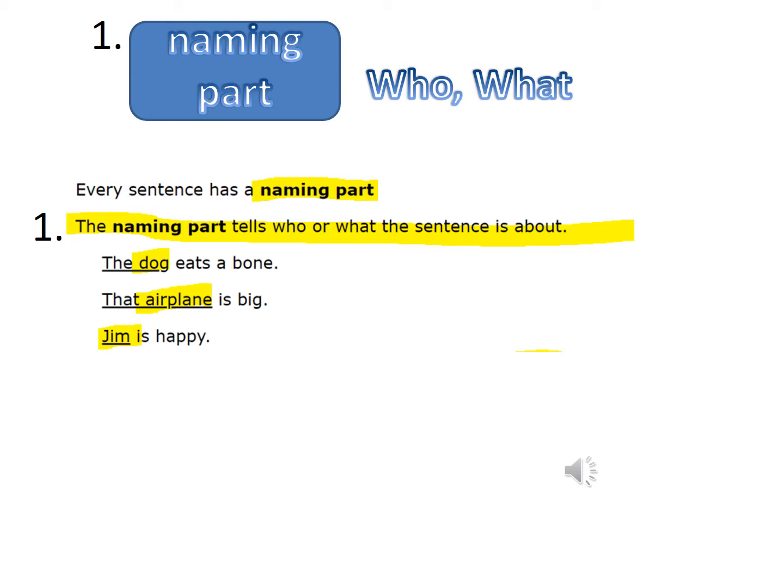Now we have 3 examples. The dog, that airplane, and Jim. Those are the naming parts. And the rest of the sentence tells what those people or things do, what kind of action they do. So the first part is the naming part of the sentence.